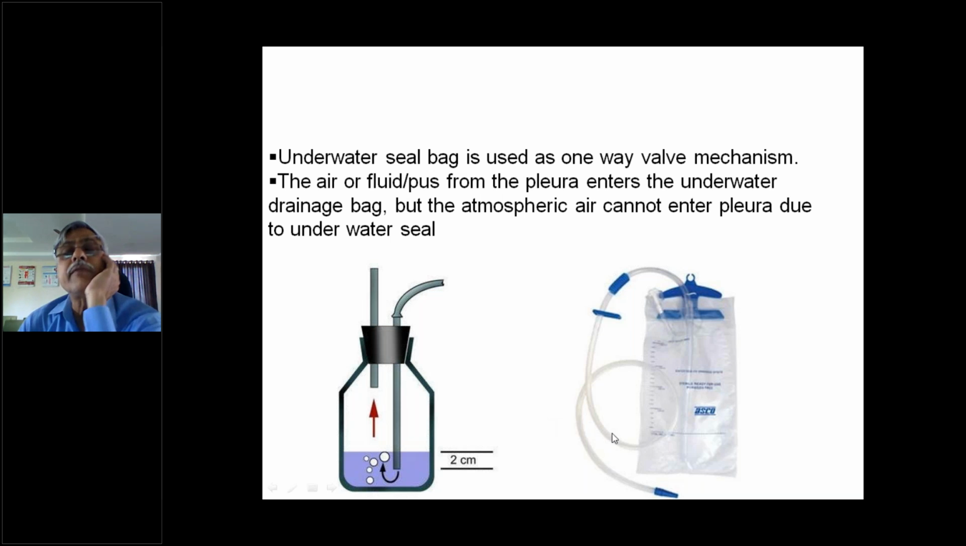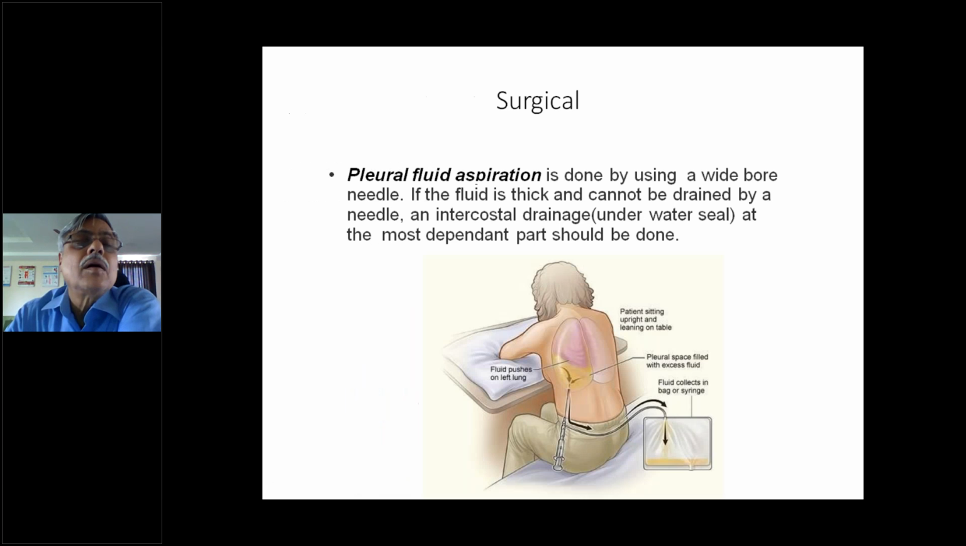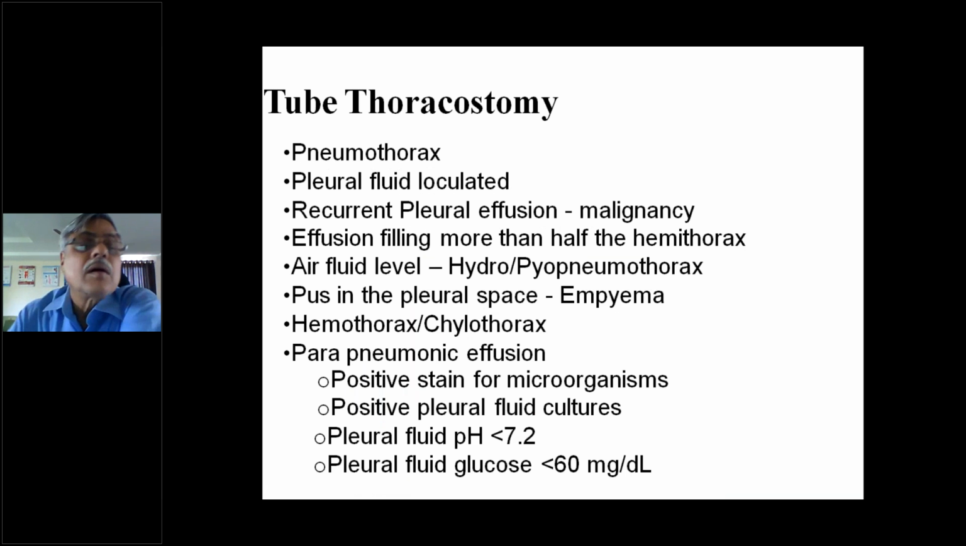The underwater seal bag works on a one-way valve mechanism. It goes only like this, but it will not go like that. Air enters the underwater drainage bag, but atmospheric air cannot enter the pleura due to the underwater seal. Water of about 2 to 8 centimeters will be there, so air cannot enter. That's the underwater drainage, and this is known as tube thoracostomy.